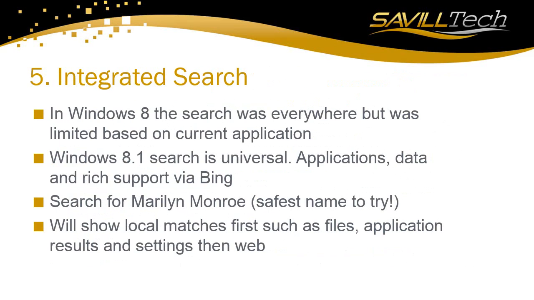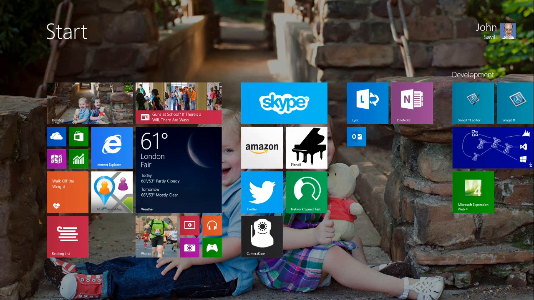Integrated search. I think the search is fantastic. In Windows 8, the search was everywhere, but it was limited based on whatever app you were currently in. In Windows 8.1, the search is very much universal. It's going to integrate with Bing and Wikipedia and show you very interesting things. And it's also going to find me stuff on my local machine.